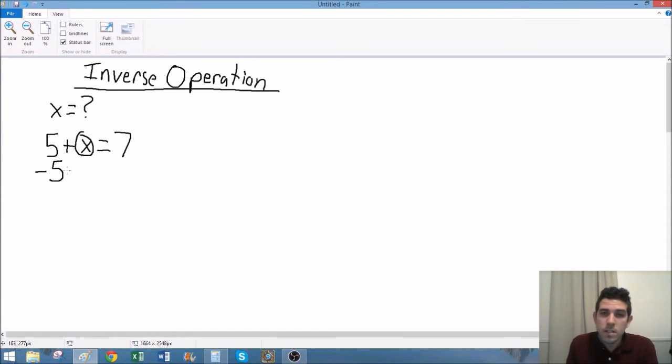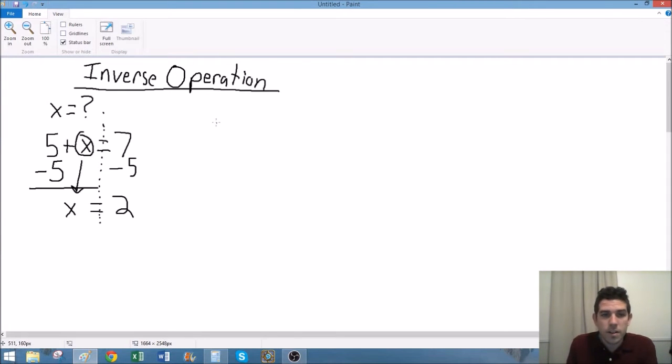Now when I do it to one side, I have to also do it to the other side of the equal sign. Imagine this equal sign is kind of like splitting our problem up. And whatever I do to one side, I have to do to the other to keep it equal. So 5 minus 5, that becomes nothing, 0. And my x just comes down. My equal sign comes down. And lastly, 7 minus 5 is 2. So we use the inverse operation to kind of get an easy one.